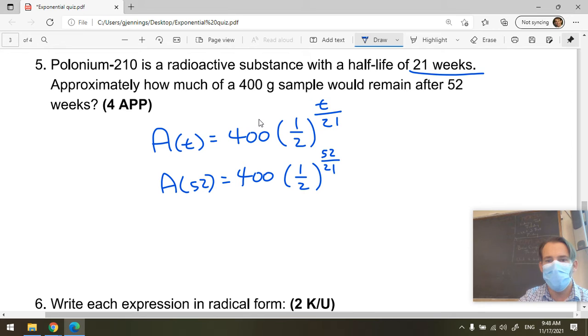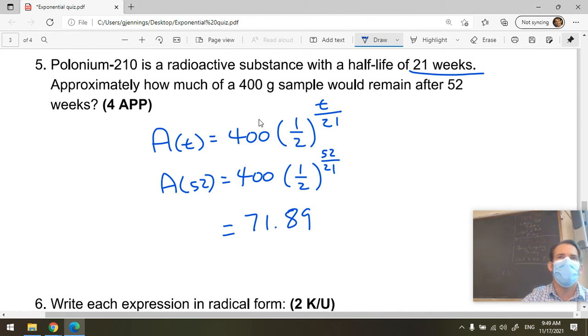These don't share any factors. There's no way to reduce that fraction, and you don't need to. Just punch it on your calculator. And when you punch this on your calculator, you get the answer of 71.89. So how was my guess? I said around 80 or 90, and the answer is 71.89.